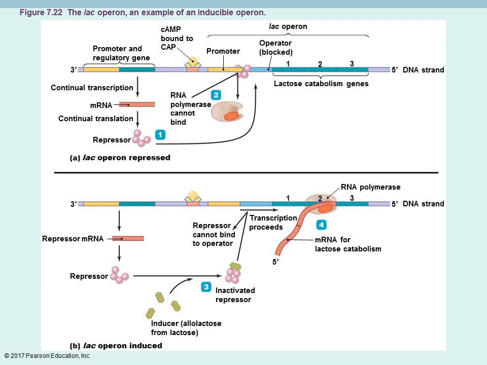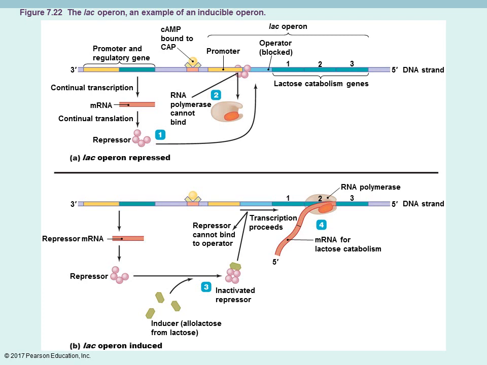Now, you have above on there, it's not part of the lac operon, but it's right near it, is what we call the promoter and regulatory gene. That is always turned on, and you have transcription and translation occurring there for making a repressor. So the repressor is always being made.